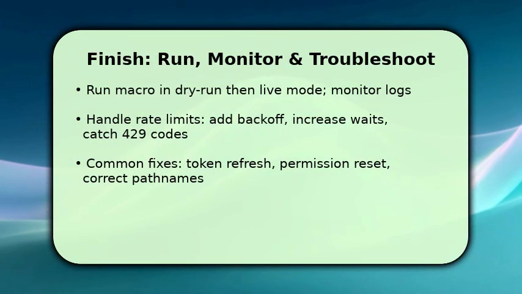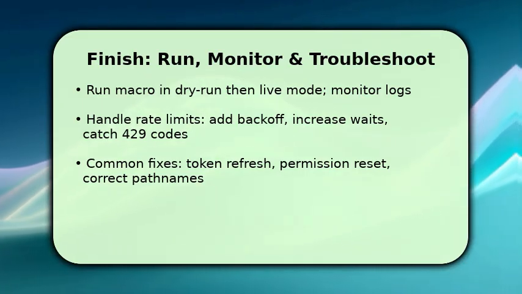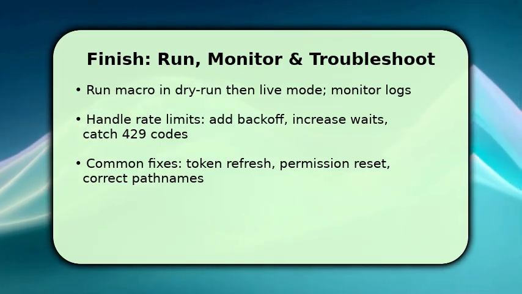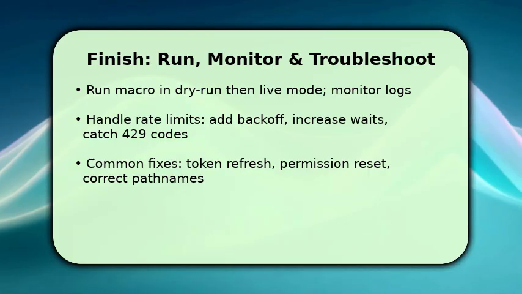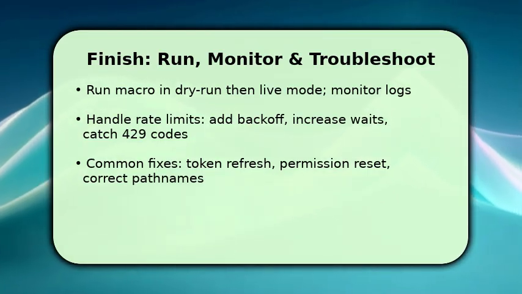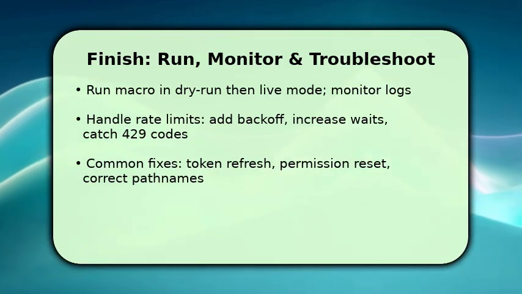To finish, run a dry run to validate syntax, then execute live while monitoring logs for errors or rate limit responses. If you hit limits, implement exponential backoff and increase waits. Make sure to catch 429 codes and retry with delays. Confirm tokens are current and bot permissions remain intact. If failures persist, check file paths and line endings.